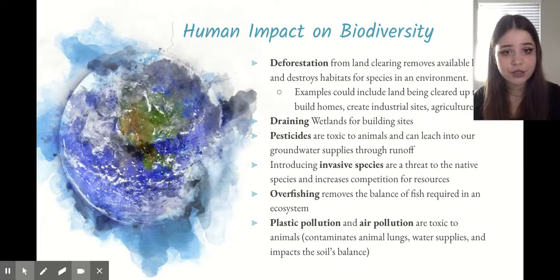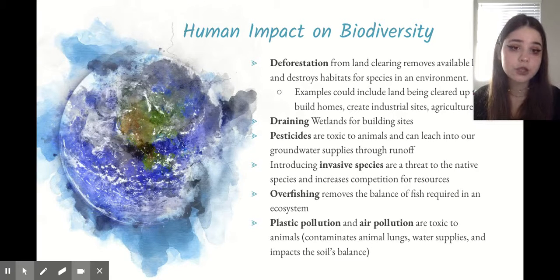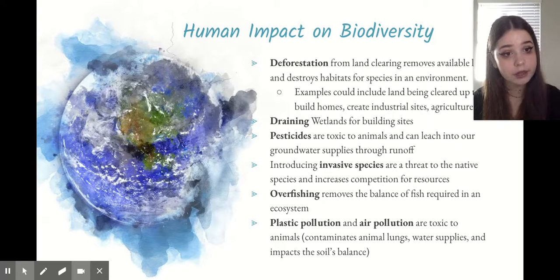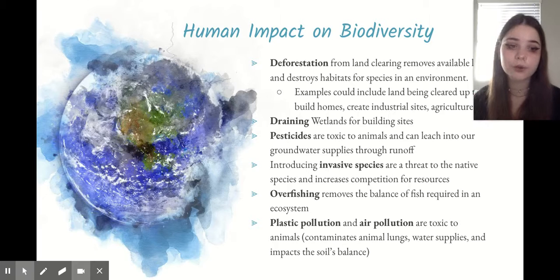Now, the next issue is draining wetlands for building sites, and wetlands are a huge ecosystem with so many animals, birds, marine animals, and the like. Also, using too many pesticides is really bad for the environment because pesticides are so toxic to animals, and pesticides leach into our groundwater through runoff. And if our groundwater becomes contaminated, we won't be able to consume it.